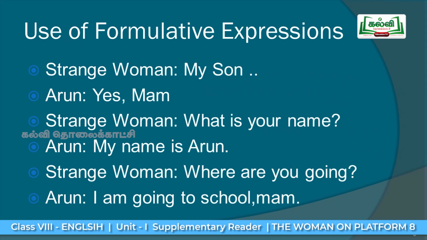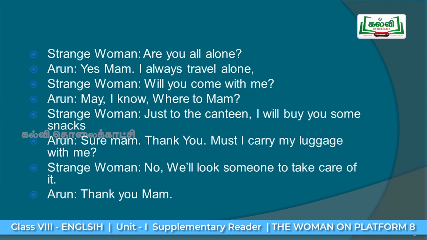Arun is asking, yes ma'am. So the first thing the strange woman is asking is, what's your name? He is replying, my name is Arun. Then she is asking him, where are you going? I am going to school, ma'am. Are you all alone? Yes, ma'am. I always travel alone. Will you come with me? So she is asking him, will you come with me?